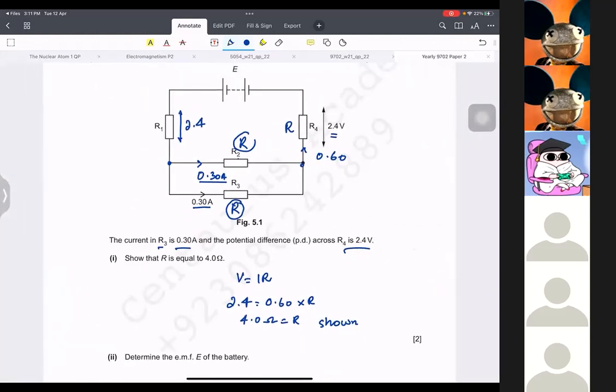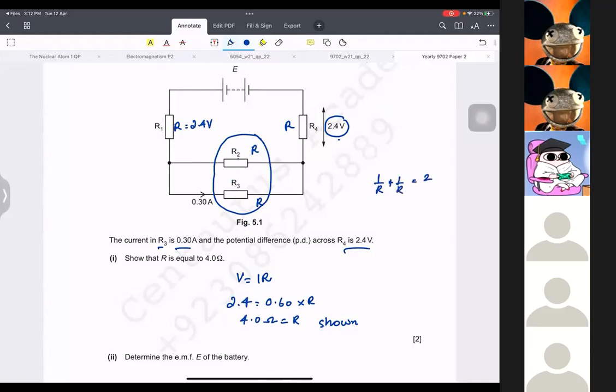If you still don't, I'm going to show you another way. There are so many ways to prove this. If all of these are R, and the voltage is divided according to the resistances, if 2.4 is here, can I say 2.4 here as well? Do you agree? Yes. Now, in this parallel part, 1 upon R plus 1 upon R is 2 upon R. When you take the reciprocal, the total resistance in parallel is R upon 2. If R gets 2.4, then R by 2 will get half of it. Do you understand?